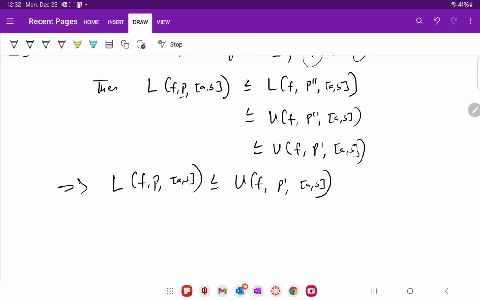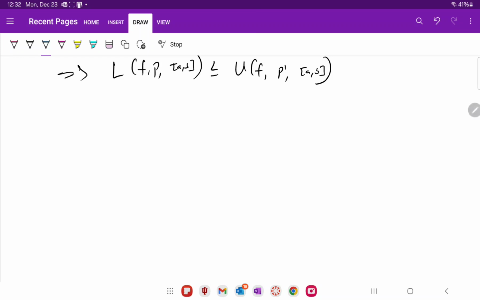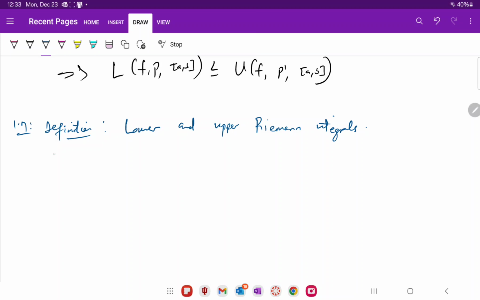Okay. Next, by theorem 1.5. So next, definition 1.7. We will define the lower and upper Riemann integral. So suppose we have our function f: [a,b] → R. It's a bounded function, always a bounded function.